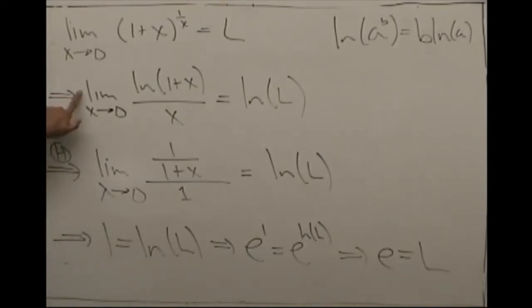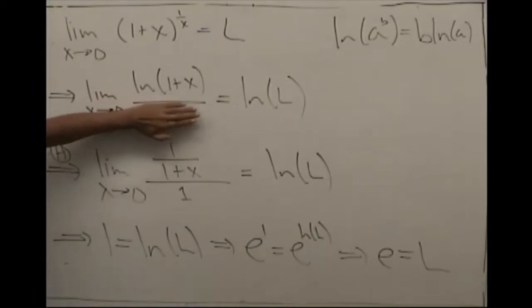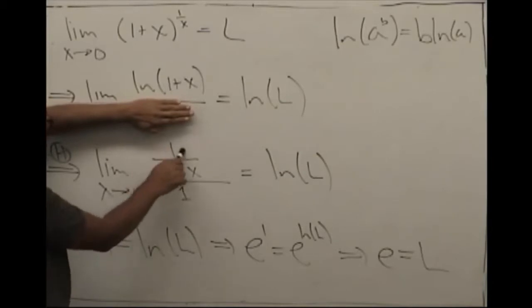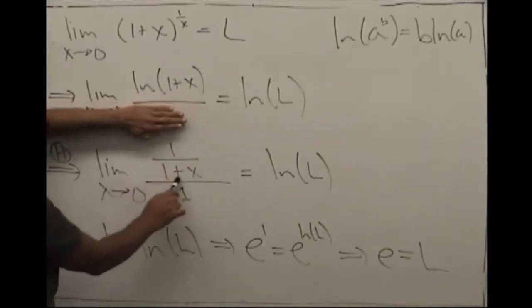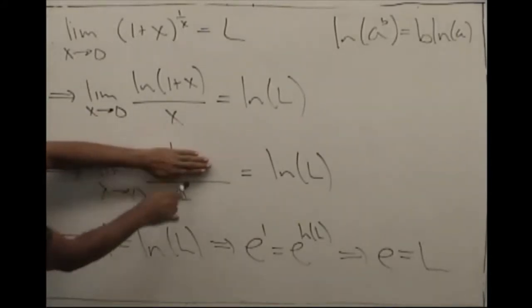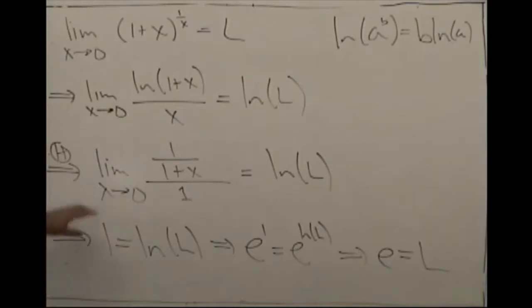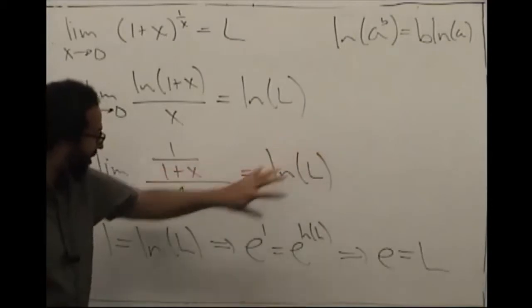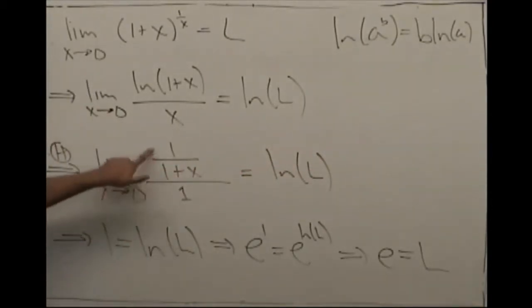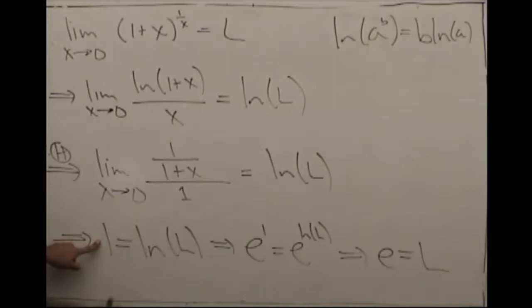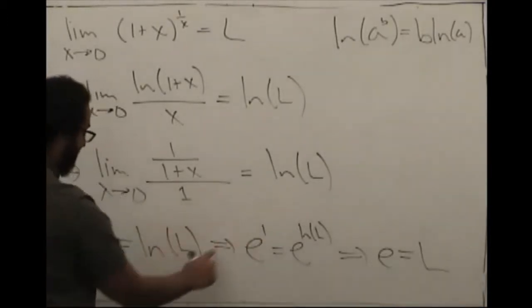And so I will take the derivative of the numerator. The derivative of natural log of 1 plus x is the derivative of the thing in the parentheses, which is just a 1, divided by the thing in the parentheses, so 1 over 1 plus x. And then in the denominator, the derivative of x is just a 1. So this limit is the same thing as this limit, and all the while it's equal to natural log of L. Now we can certainly plug 0 in everywhere we see an x. When I plug 0 into this thing, I just get a 1. So now I know that 1 is equal to the natural log of L.